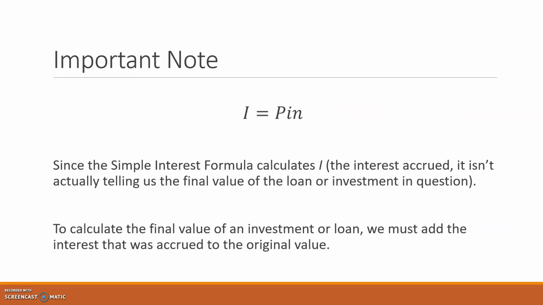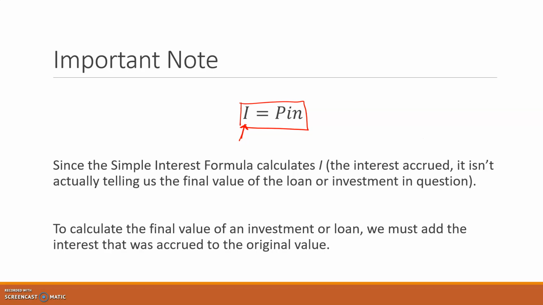Before we do that though, here's an important note. The formula that we just looked at, I equals PIN, what it's calculating is capital I, which is the interest earned. So like we said, the interest earned is just the amount that our value increases by. So that's not the final amount.